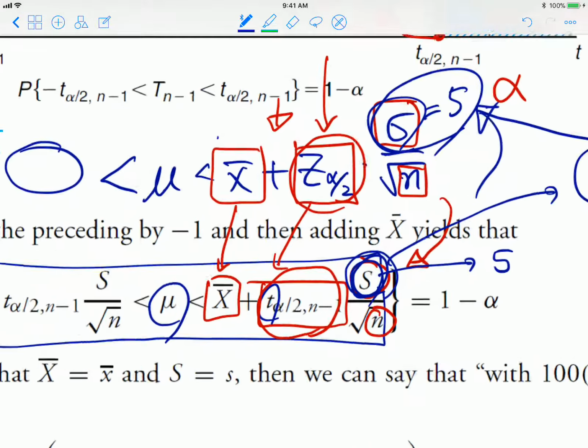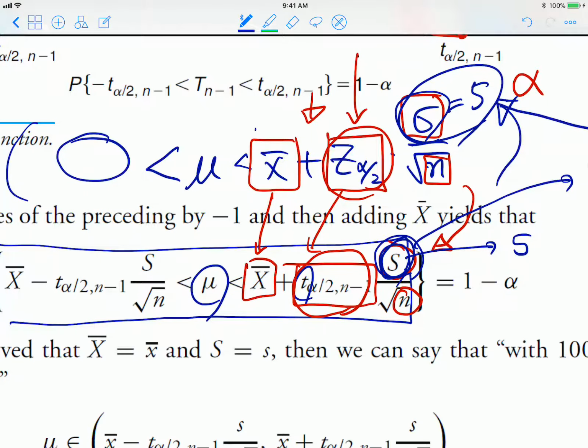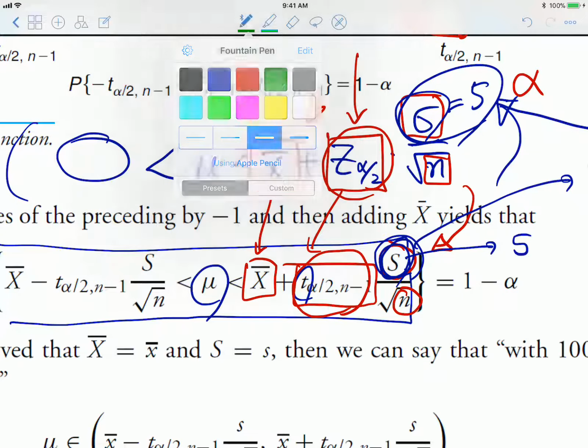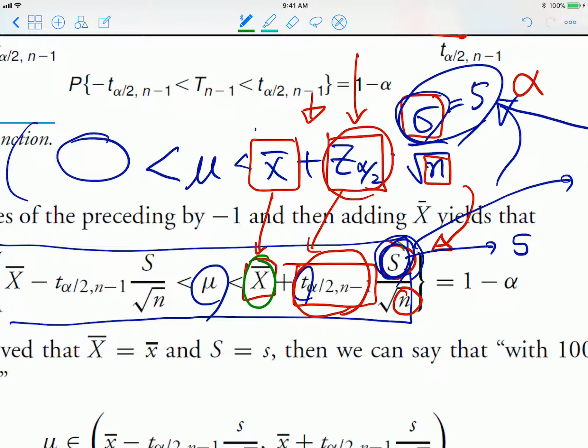So my point was, this part and also this part will be determined by your sample. So your confidence interval will be determined by these two factors, or two pieces of information.